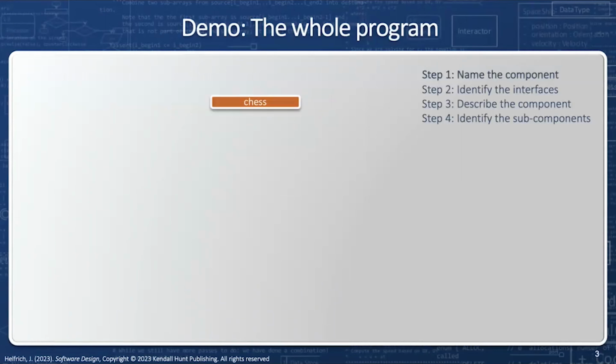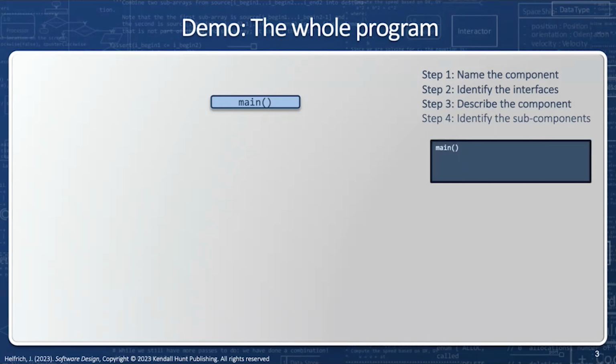First step is to name the component. Well, we want this to play the game of chess. Now, what's the name of the function that we start with? Well, in most programming languages, we'll call that main, and that's the name. Next, we'll identify the interfaces. Well, then nothing goes into or out of main, so we do nothing there. Next, we'll describe the component, and we'll use pseudocode for this.